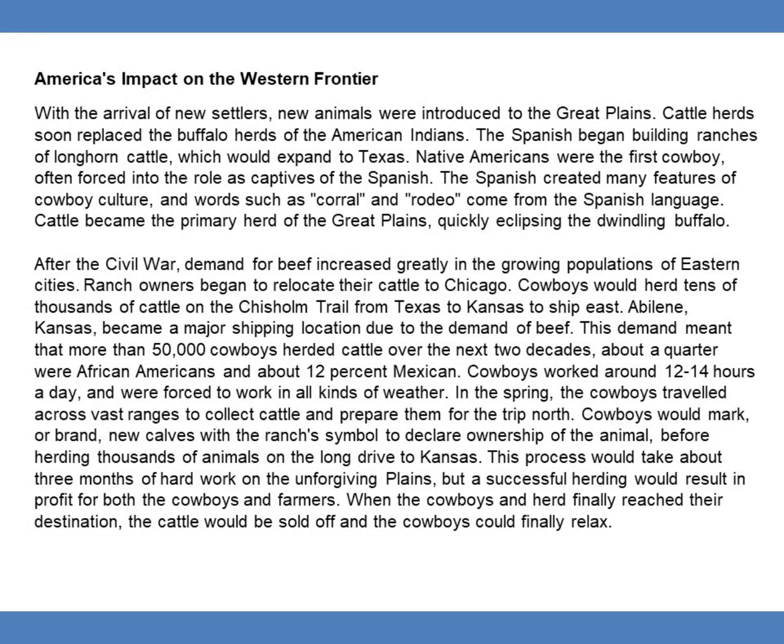In the spring, the cowboys traveled across vast ranges to collect cattle and prepare them for the trip north. Cowboys would mark or brand new calves with the ranch's symbol to declare ownership of the animal before herding thousands of animals on the long drive to Kansas.